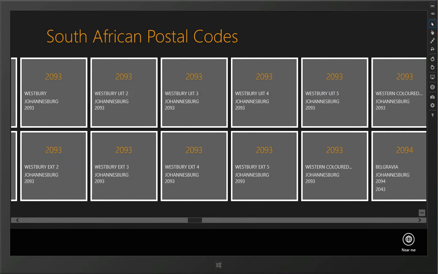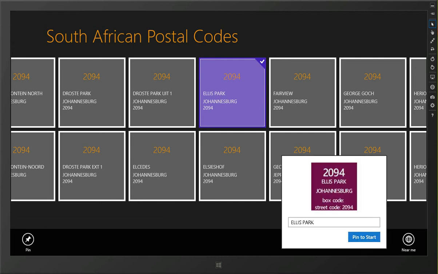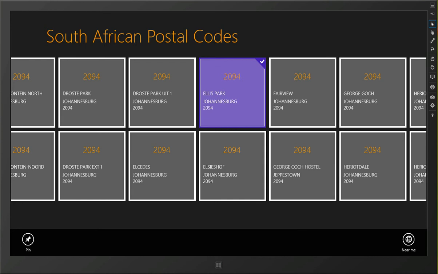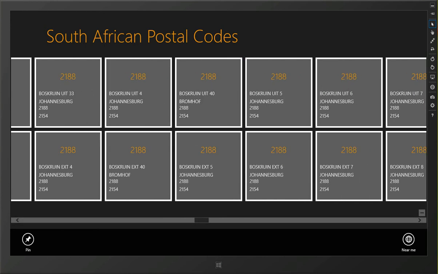And we're able to actually go and see what area each postal code is specifically for, and we can click on that and pin it to our desktop. And that allows us a nice, quick, easy way to go through and look at the postal codes.